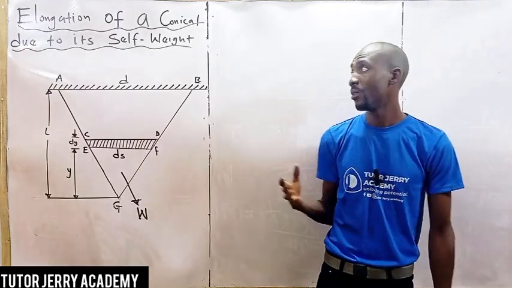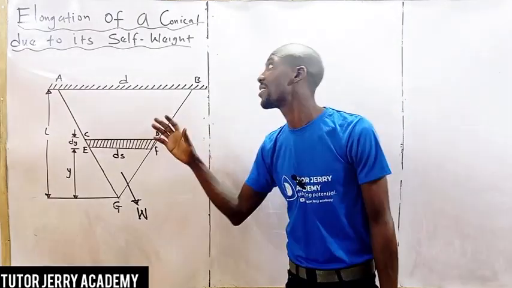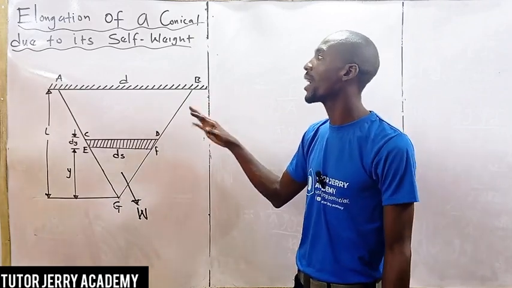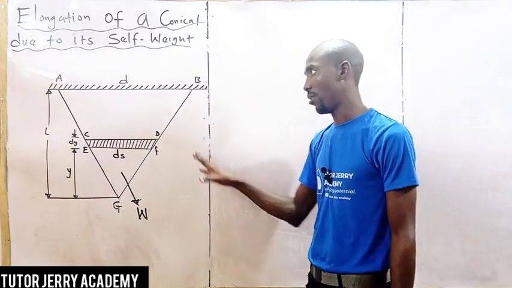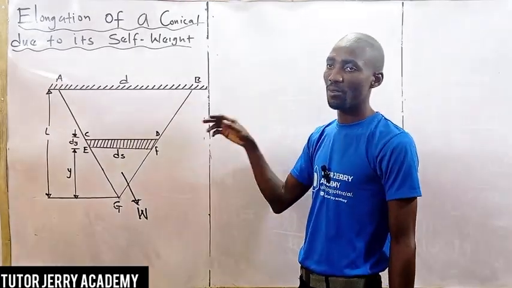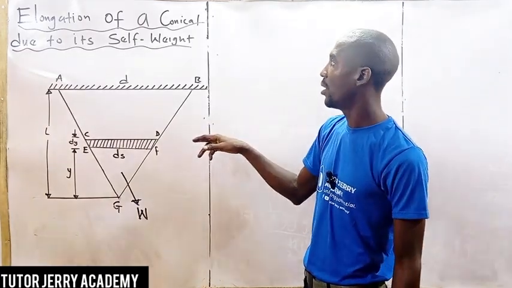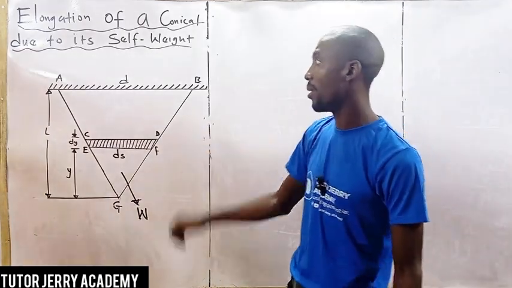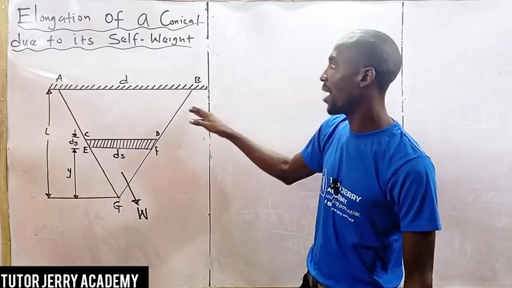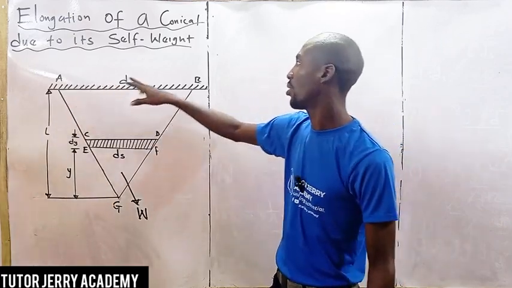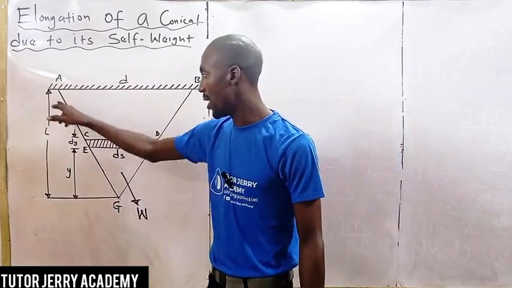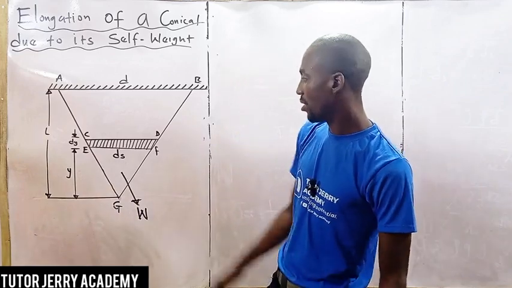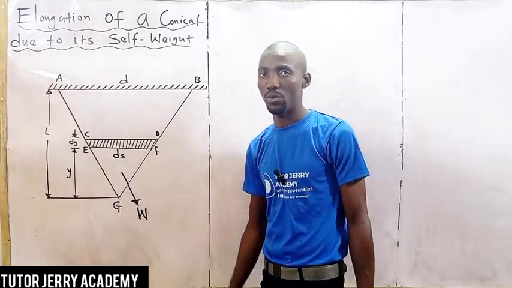Hello and welcome. Today we'll be looking at elongation of a conical bar due to its self weight. First, the diagram of a conical bar, having a top diameter D, length L, and self weight W.